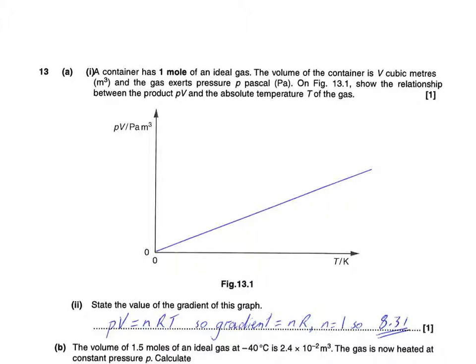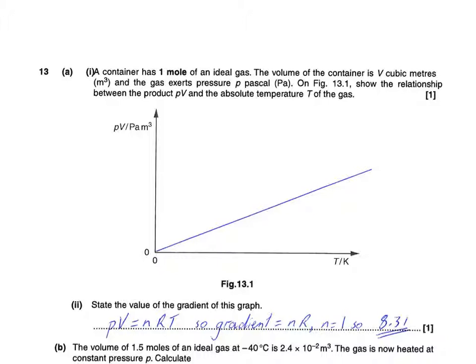So this is G484 homework booklet question 13. We've got a container with a mole of an ideal gas, volume V, pressure P. We've got a diagram to show the relationship between PV and the absolute temperature T. Straight away I hear the words ideal gas, I'm thinking PV equals nRT.